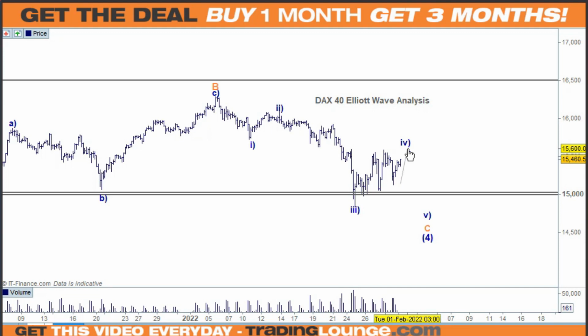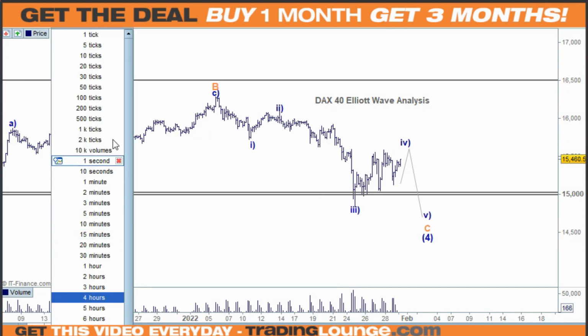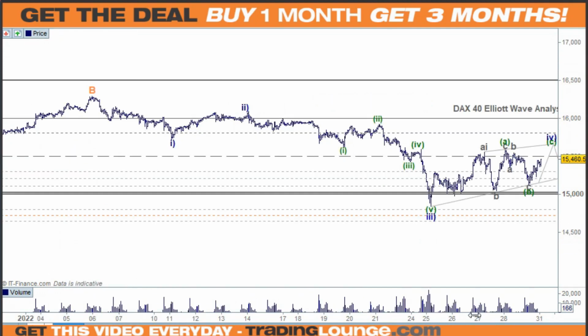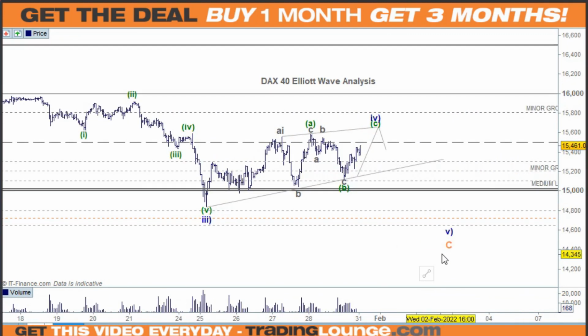So we're looking for a move just a little bit higher here before we see a move lower. So from B to C here, we're looking at 1, 2, 3, 4 and 5, so we need to look at that a little bit closer on the hourly chart. So let's just go in and do that.